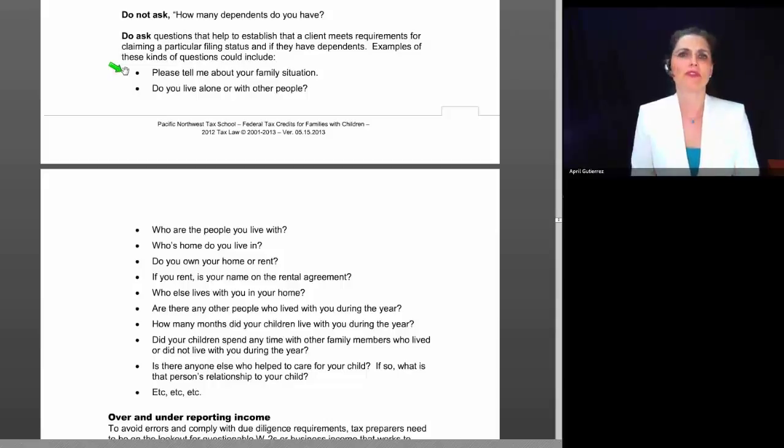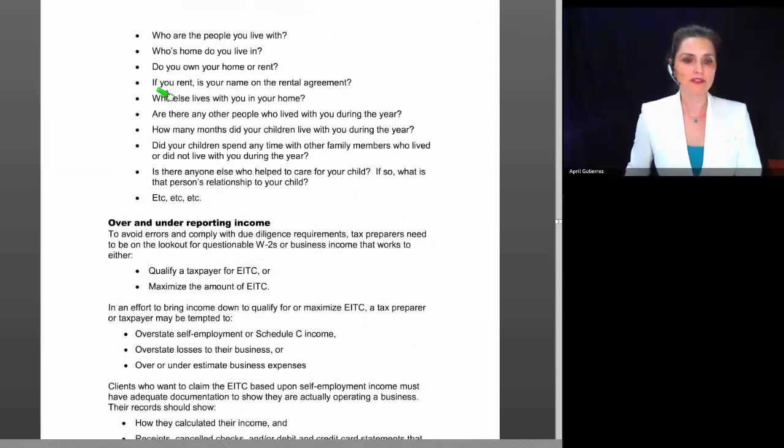Who's living with you in your house? How many people are there? And how are they related to you? And how old are they? And are they working? What kind of income do they have? Another way to do it is, do you live alone or are there other people with you in your house? Who are those other people?